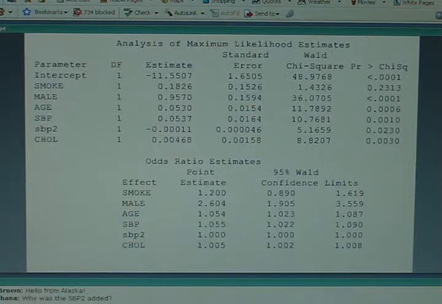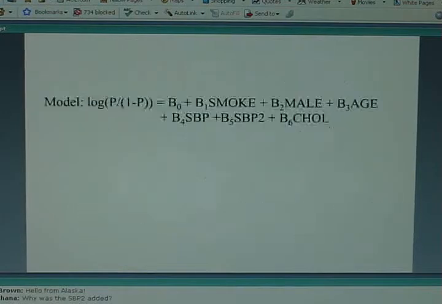If the coefficient of SBP2, B5, were 0, then the SBP2 term would drop out, and I would then have a straight line relationship. So really what I'm testing here is the significance of the B5 term. The null hypothesis is that B5 is 0. If the null hypothesis is true, I'm making a linear assumption. If the null hypothesis is not true, I'm making a quadratic assumption. Which of the two assumptions is best supported by the data?